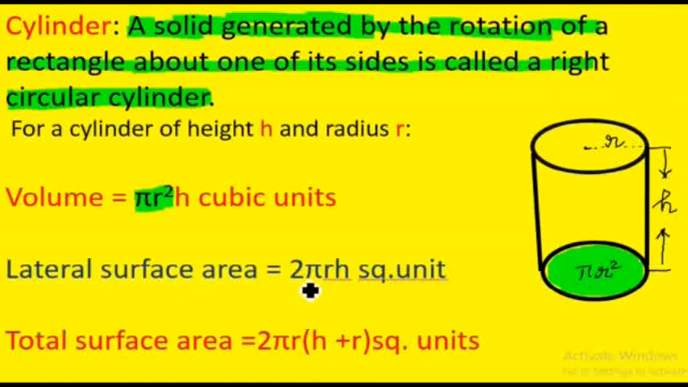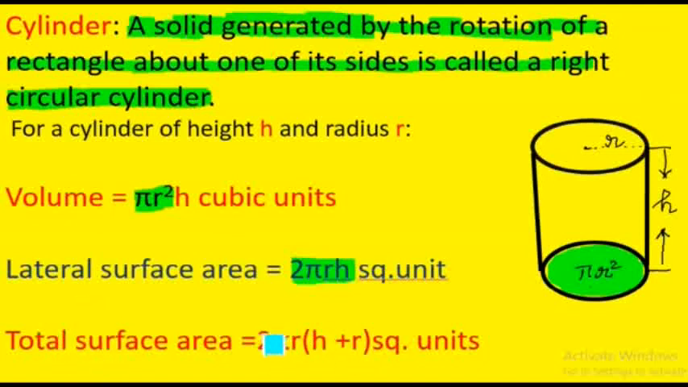Lateral surface area, the formula is 2 pi r h. If we cut this cylinder and open this cylinder, we get the shape of a rectangle. If we cut it through the height, we get the shape of the rectangle. So lateral surface area, which we also call curved surface area, formula is 2 pi r h.